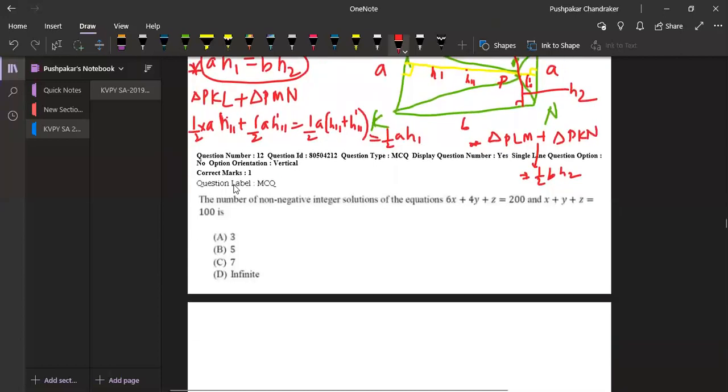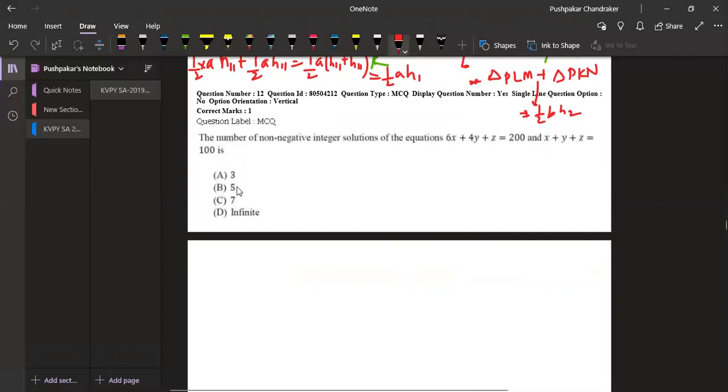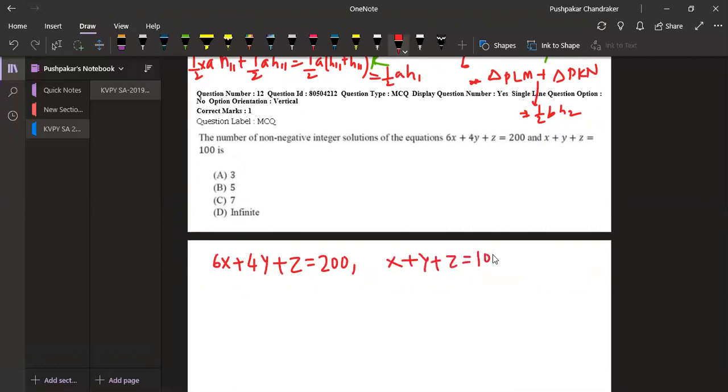Fine. Next question here. Number of non-negative solutions. Question number 12. So they have given here 6x plus 4y plus z is 200, and x plus y plus z equals 200. You can notice there are three variables but only two equations. So always remember, whenever there are three variables and two equations, you cannot find a complete answer. Complete answer means you cannot find an integer as the answer. But you can express the solution in terms of one of the variables, either in terms of x, y, or z. Like here, let us see what we can do.